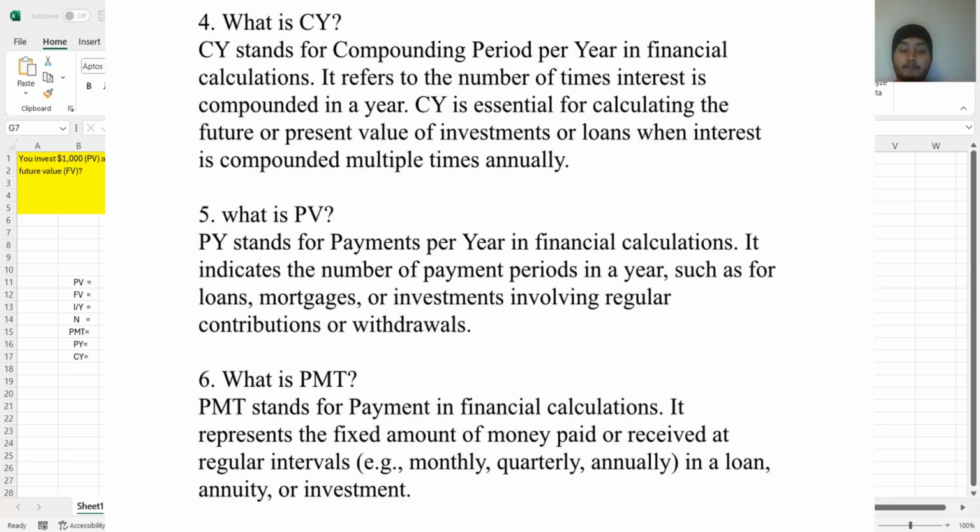Next is PY. PY stands for payments per year in financial calculation. It indicates the number of payment periods in a year, such as for loans, mortgages, or investments involving regular contributions or withdrawals. Next, we have PMT. PMT stands for payment in financial calculation, and it represents the fixed amount of money paid or received at regular intervals, for example monthly, quarterly, annually, in a loan or an investment.